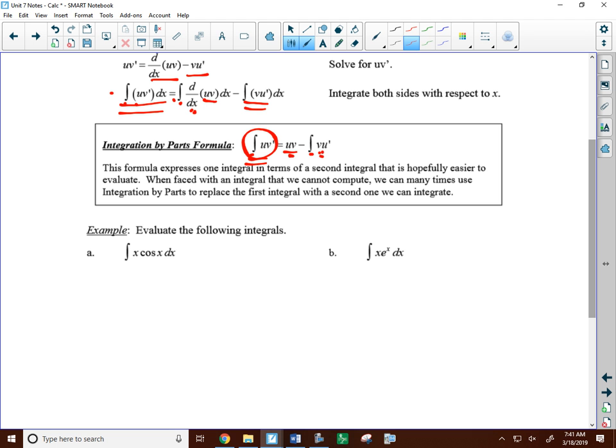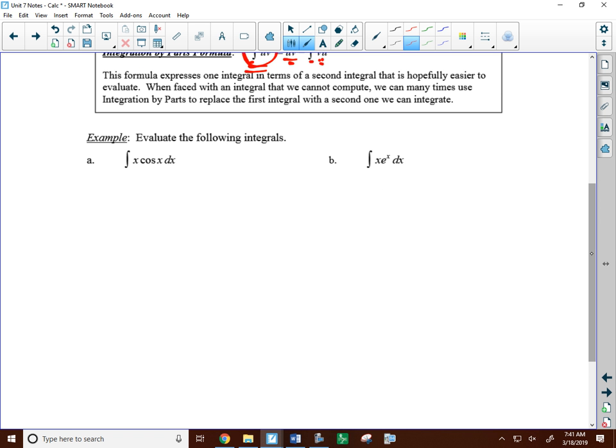So we will have a u and a v prime. This u is not at all like u substitution. So we use the same variable, but it's totally different. So don't think about u substitution at all when you're doing this. Totally different.